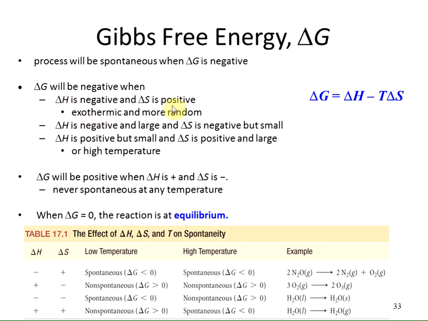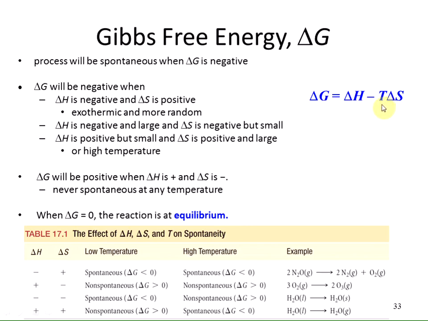Now delta G will always be positive when delta H is positive and delta S is negative. So it will never be spontaneous at any temperature if delta H is positive and delta S is negative. So a negative times a negative is a positive, so the delta G would be positive. But if you have a delta H that's negative and a delta S that's negative, so negative times a negative, so this would be a positive term, then the reaction may or may not be spontaneous. It depends upon the temperature.